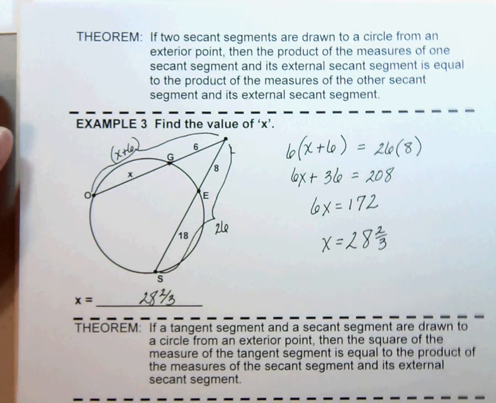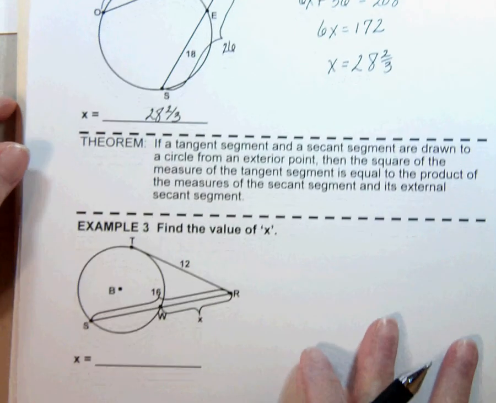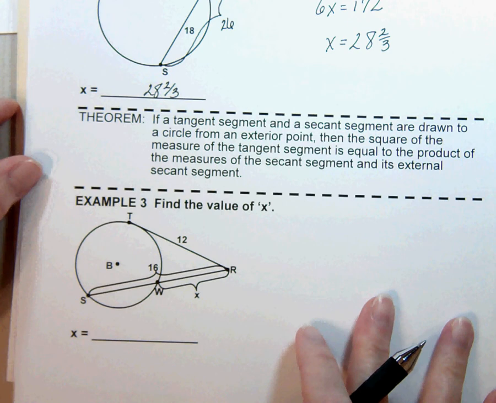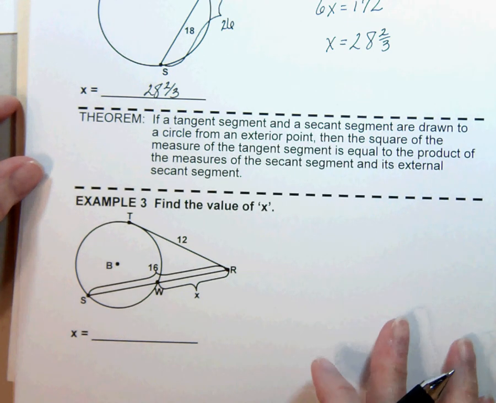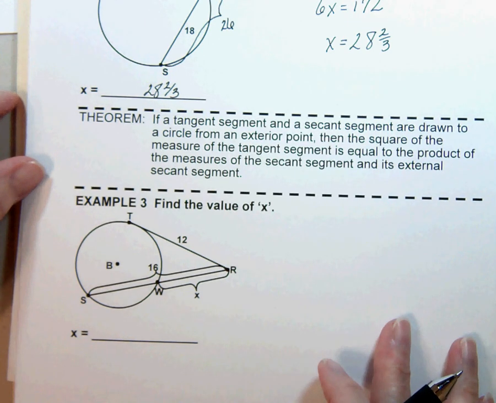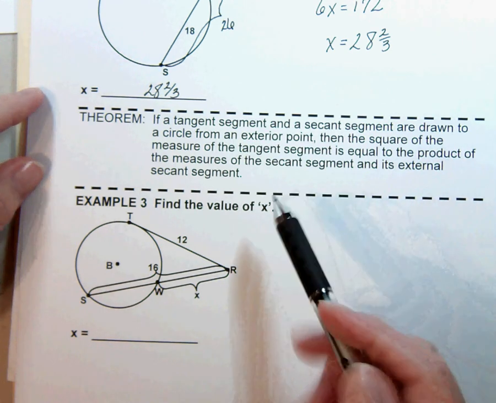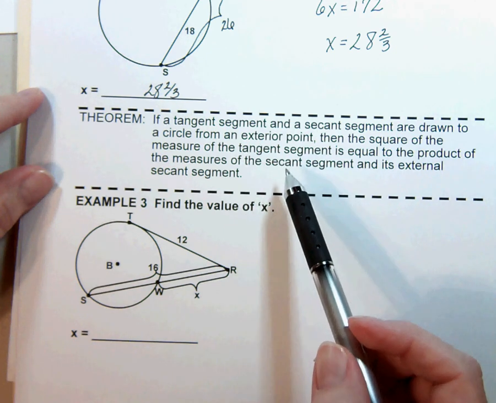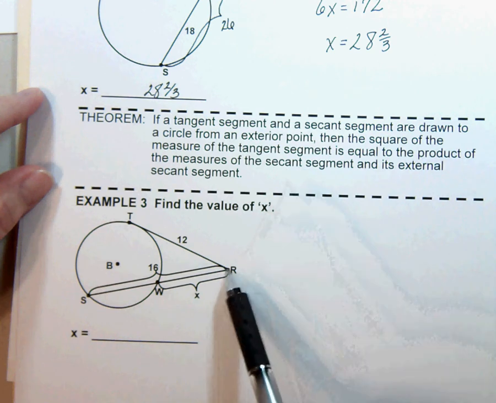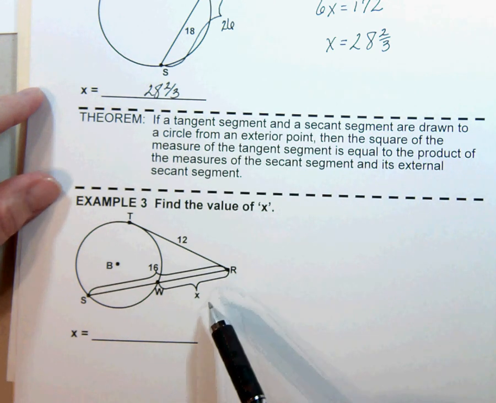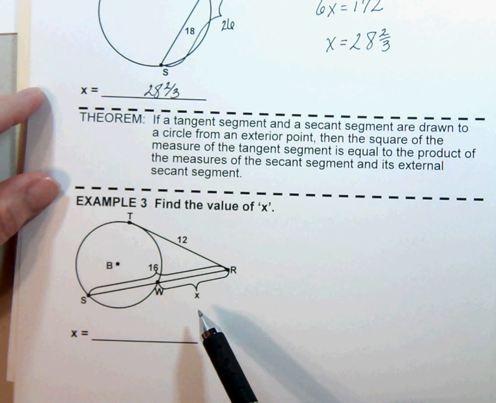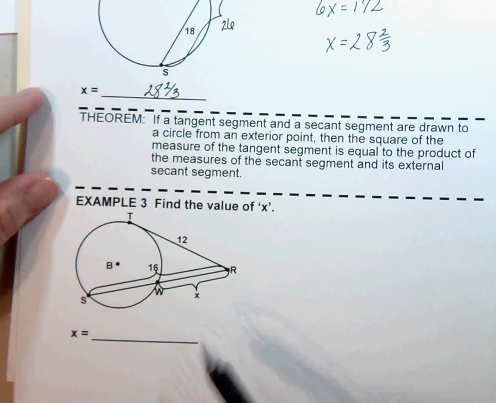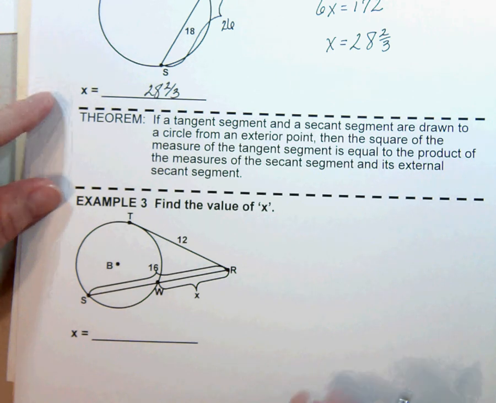Now there's another formula for when a tangent hits a secant. Look at example number 3. See, TR is a tangent line and SR is a secant line. Let's read the theorem. If a tangent segment and a secant segment are drawn to a circle from an external point, see how they meet at R, that's the external point, then the square of the measure of the tangent segment is equal to the product of the measures of the secant segment and its external secant segment.